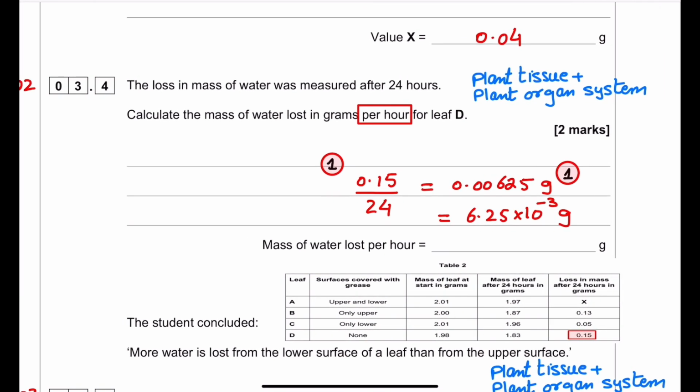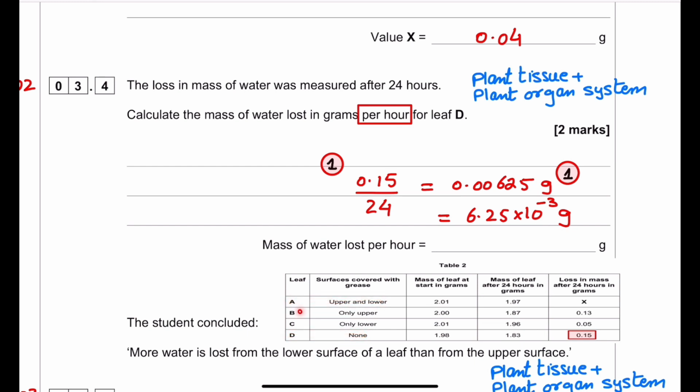If you look here, we need to ignore leaf number A and leaf number D, because in leaf number A, the upper and lower sides of the leaf are covered with grease, and in number D, the upper and the lower surface both are not covered. So we can't conclude anything about A and D.